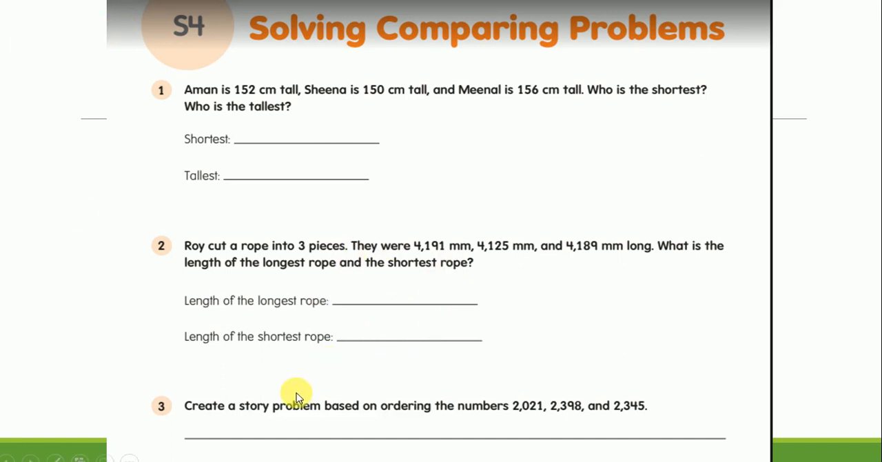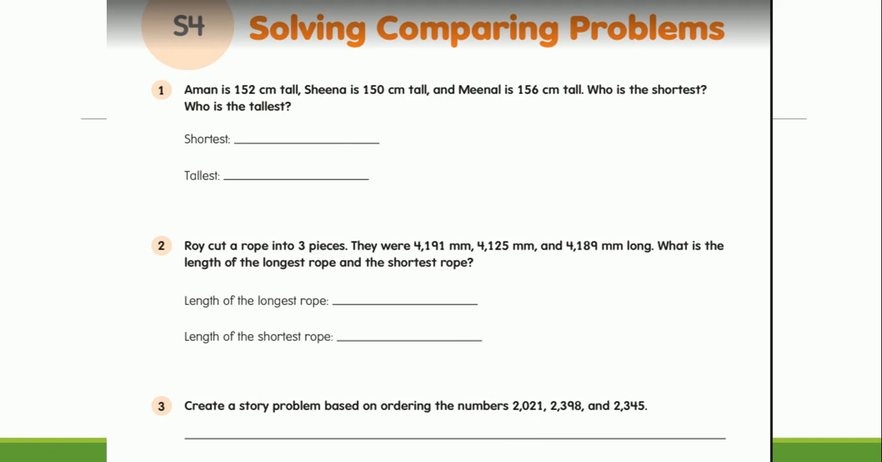Okay, the last question: create a story problem based on ordering the numbers 2021, 2398 and 2345. You can make your own story problem. Now we saw many different questions, right? Even question number 2 you can refer to. These three numbers you have to use and you have to make a story. Now I'll give you one small hint. Based on that you can make your own story problem. This is up to you.